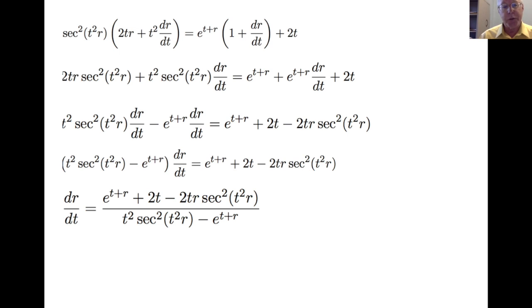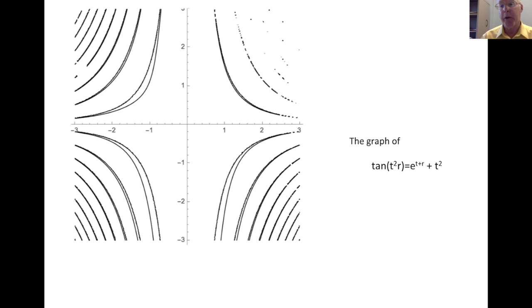And then finally, this was a pretty complicated function. What does it look like? Well, I have no idea, but Mathematica can be forced to graph this relation. So here is the graph, believe it or not, of tangent of t squared r equals e to the t plus r, plus t squared. This is a graph of all the points (t, r) that satisfy this equation. So it certainly is not the graph of a function, and we can see there are lots and lots of functions implicitly defined with this relationship.